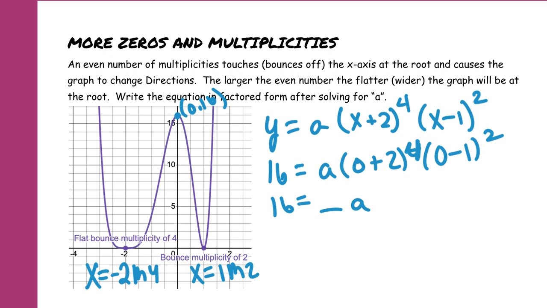Okay, so what do we get for this number in front of 16? Holy cow. 2 to the 4th is 16. And then -1 squared is 1, so a equals 1. Okay.